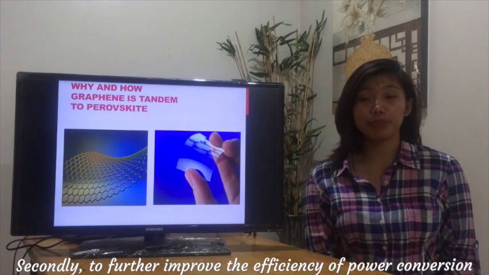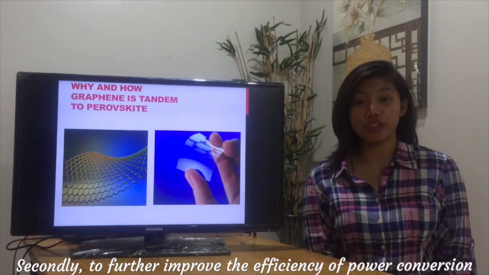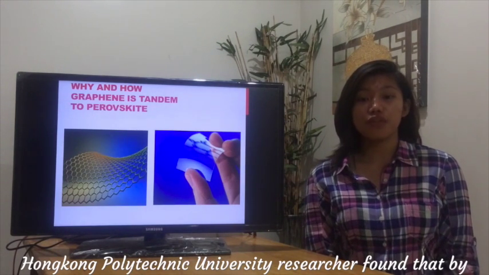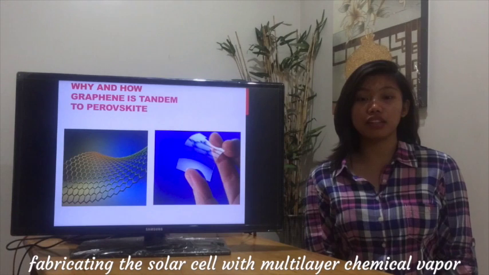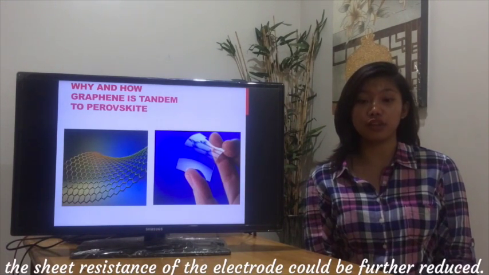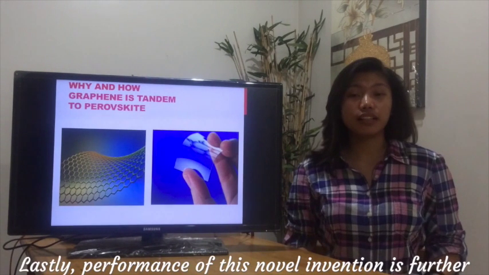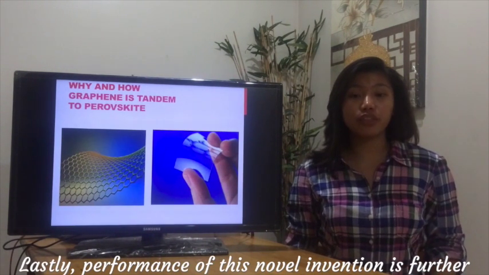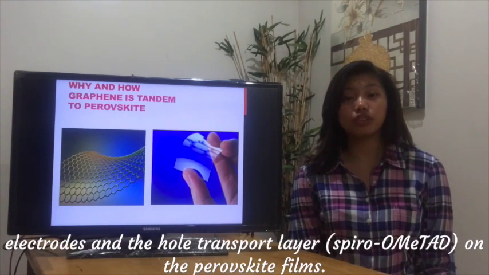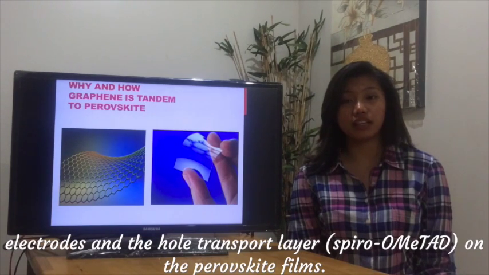Secondly, to further improve the efficiency of power conversion, Hong Kong Polytechnic University researchers found that by fabricating the solar cell with multi-layer chemical vapor deposition graphene as top transparent electrodes, the sheet resistance of the electrodes could be further reduced. Lastly, performance of this novel invention is further optimized by improving the contact between the top graphene electrodes and the hole transport layer of the perovskite films.